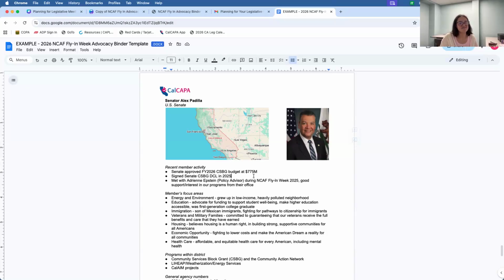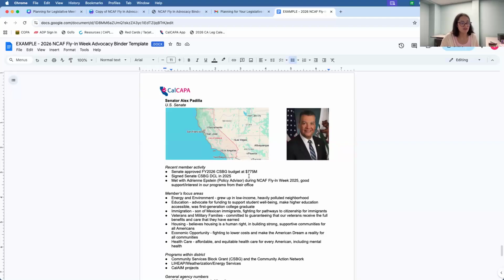I also include recent member activities, so anything that we recently engaged with the member on. For example, Senator Padilla: the Senate approved the budget for CSBG just recently at 775 million. He signed the Senate Dear Colleague letter in 2025.